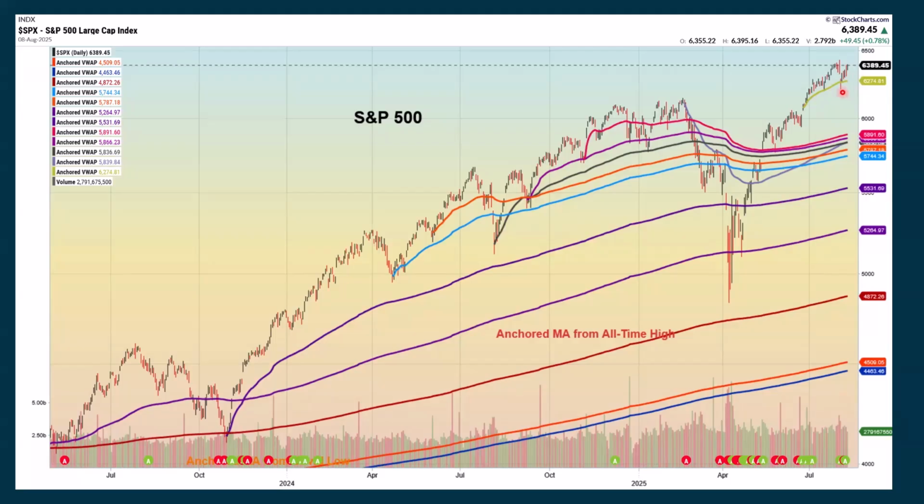Now, there's other moving averages. There's other anchored moving averages here. There's lots of support above current price. And what we try to pick out is, okay, what is the most viable area of support if we do start to fall? We watch that, see if it holds, and then look to see if things are actually improving.